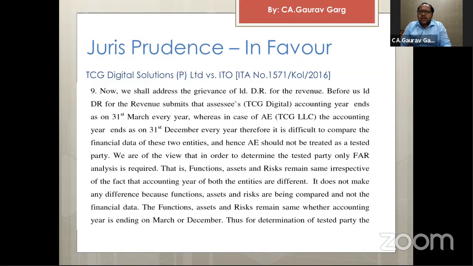That is, functions, asset, and risk remain same irrespective of the fact that accounting year of both the entities are different. It does not make any difference because function, asset, and risk are being compared and not the financial data. The functions, asset, and risk remain same where accounting year is ending on March or December, thus for determining the tested party. And then it went on to say that you can consider foreign AE as a tested party irrespective of the difference in the financial year.